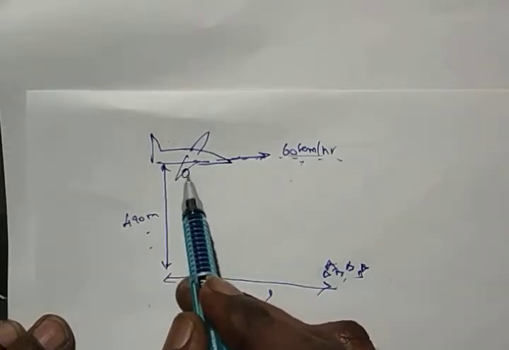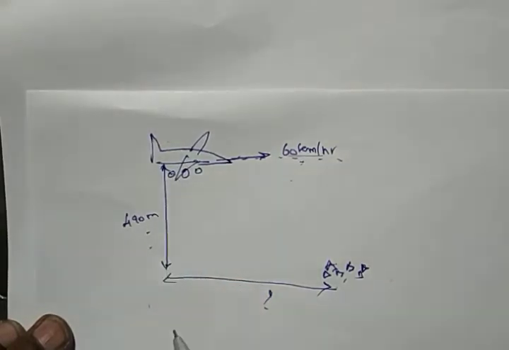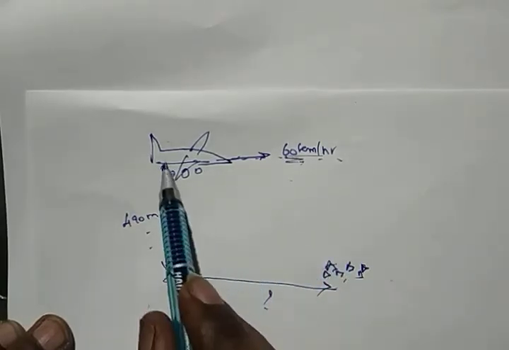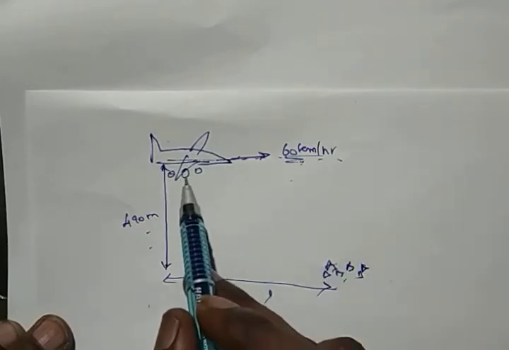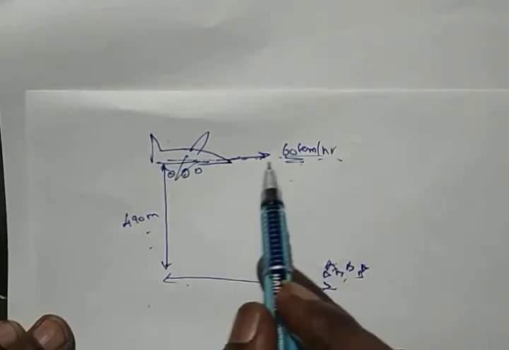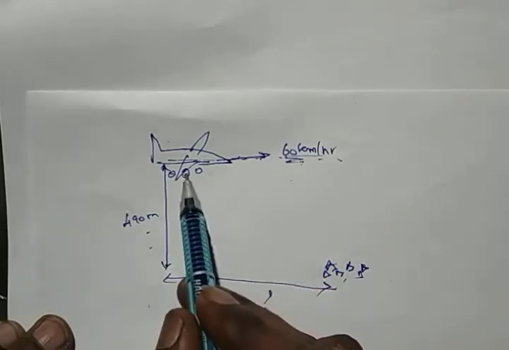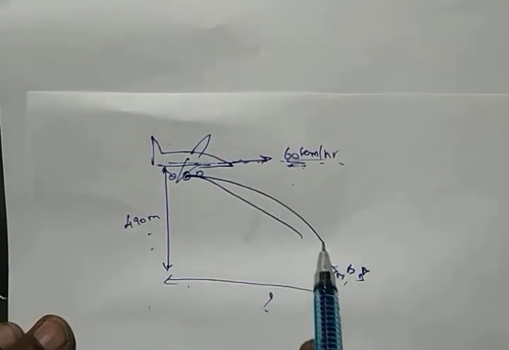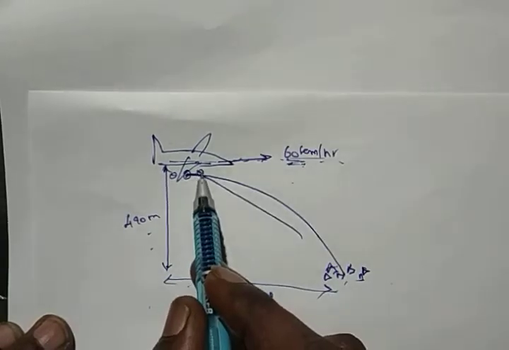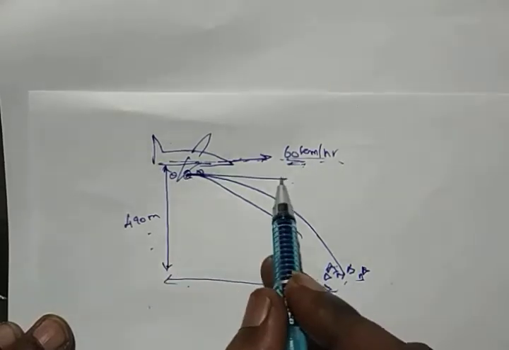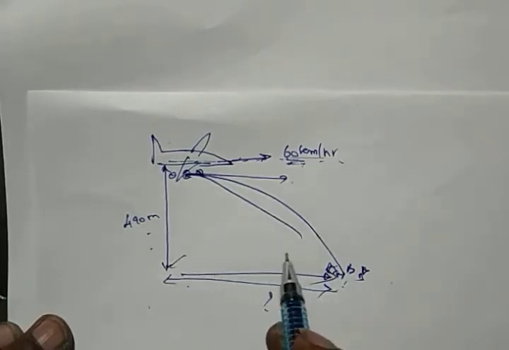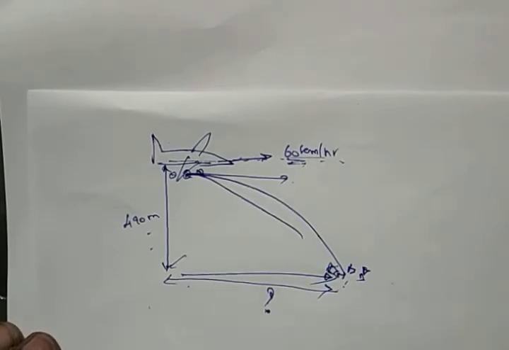If it drops the bombs here, one by one, these bombs are going to have the same velocity of 60 km per hour. This bomb will not just drop like this because it is already having a velocity of 60 km per hour. So the bomb will take a trajectory like this and then finally hit here. Every bomb will go along this direction and then slowly come down and hit here. So we need to know what is going to be the distance at which it is dropped.